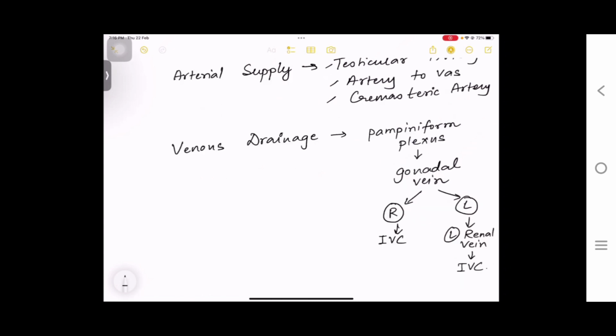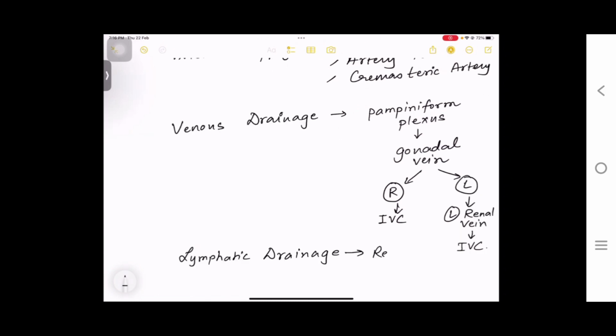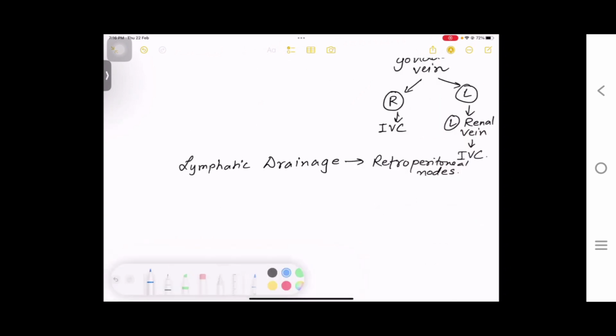The venous drainage of the testis is from the pampiniform plexus, which drains into the gonadal veins, that is the testicular vein. The right testicular vein directly drains into the inferior vena cava, but the left testicular vein drains into the left renal vein, which further drains into the inferior vena cava.